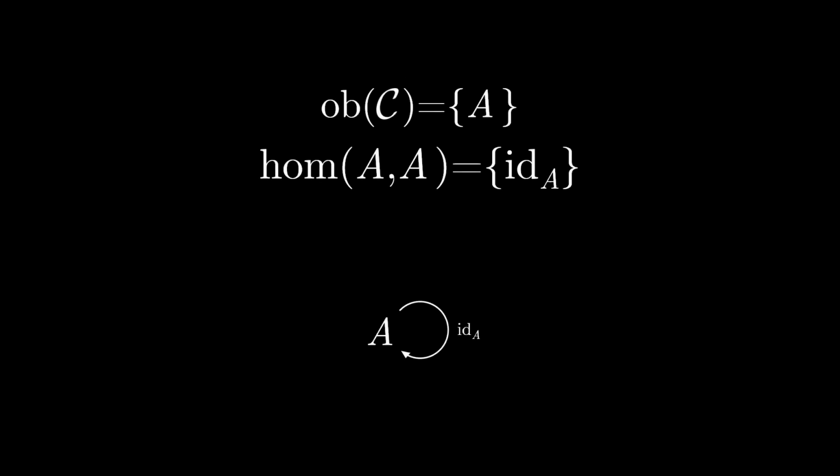Let the object class of C contain A, so the category only contains a single object. Categories require identities, so we have that in as well. But the identity morphism by itself trivially satisfies the identity and associativity axioms, so this category is called the trivial category.